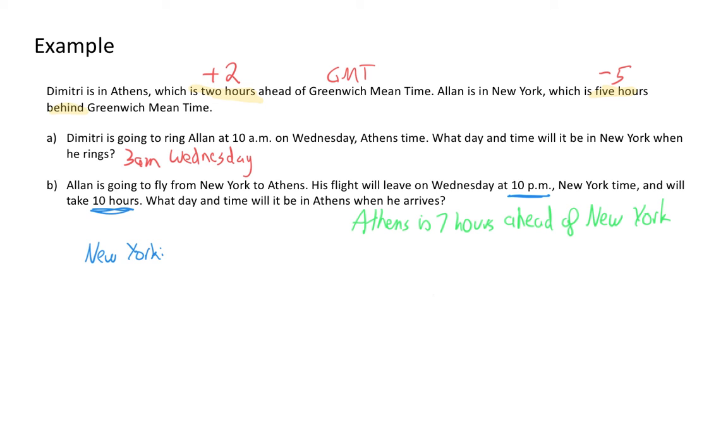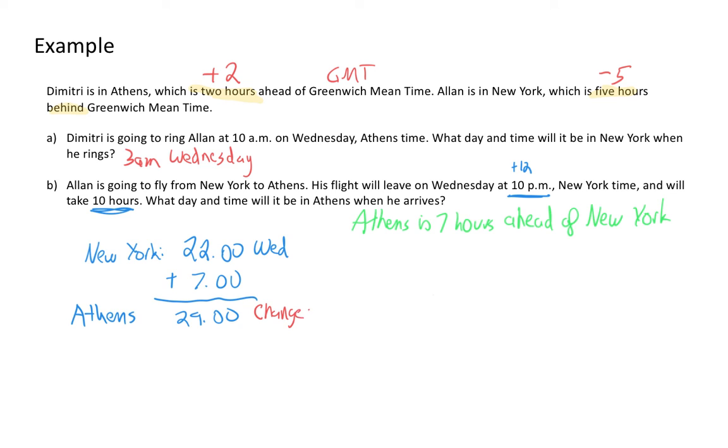So we can go ahead and find out in Athens what time his flight is going to be leaving. If it's 10 p.m. in New York, to convert 10 p.m. into 24-hour time, I'm going to plus 12 onto it. So in New York, it's going to be 22 hours on Wednesday. And then Athens is 7 hours ahead, so I'm going to plus 7 onto that to get the time in Athens. So the time in Athens is going to be 29:00. Because I've gone past 24, and that's how many hours I've got in the day, it indicates to me that there's been a change of day when I've added on that 7 hours.